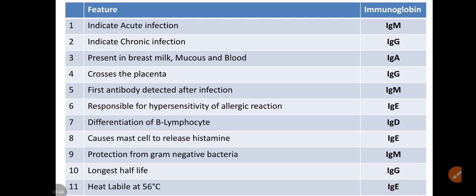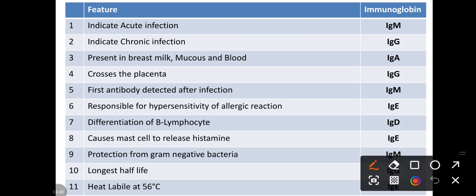Okay, here I made another table with different features of immunoglobulins. The first one, which indicates acute infection, that is your IgM. Then chronic infection, IgG. Present in breast milk, mucus and blood, that we have previously seen in the table, that is IgA, very important. And which one crosses the placenta, that is IgG. So please make a star mark for this one and this one. Okay, then first antibody detected after infection, that is IgM. Then responsible for hypersensitivity or allergic reactions, that is IgE.